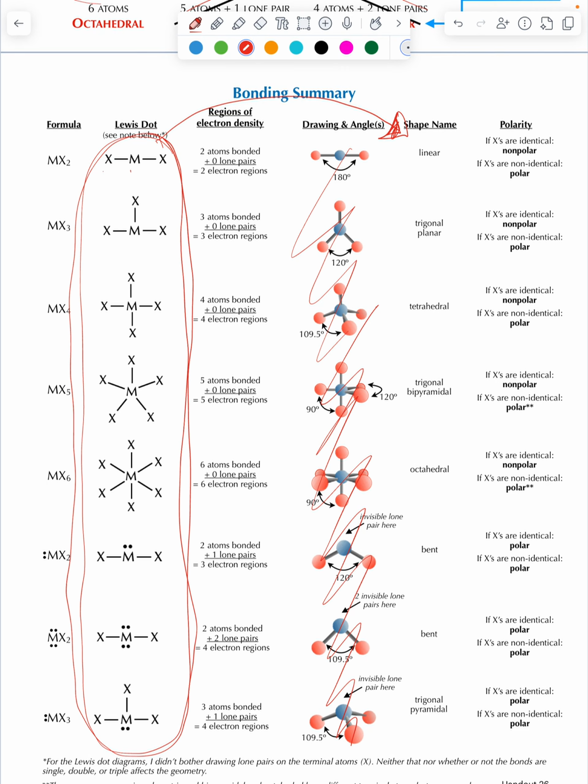If you have a central atom with two things bonded to it and no lone pairs, that's linear. If you have three things attached to your central atom and no lone pairs, it's trigonal planar. Four things attached and no lone pairs, tetrahedral.